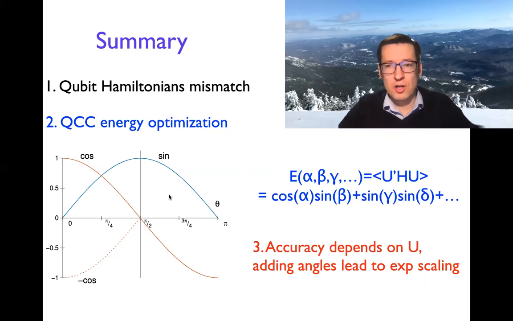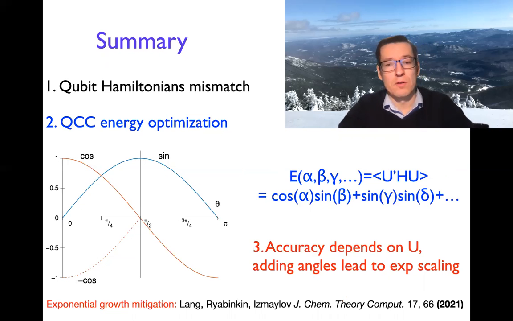Now, one challenge in our approach is that accuracy depends, of course, on the unitary transformation that we use to obtain the energy in the QCC approach. And with more entanglers, more Pauli products, that energy expression grows exponentially. We have a mitigation technique for that, and hopefully we will consider it in the next videos. So stay tuned.